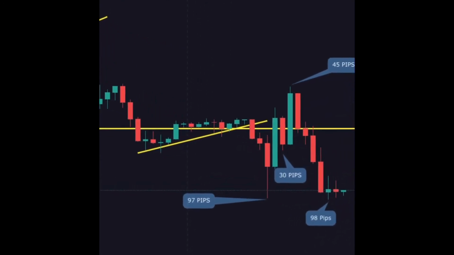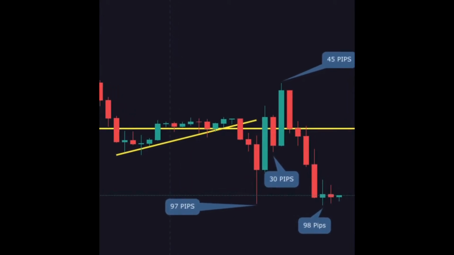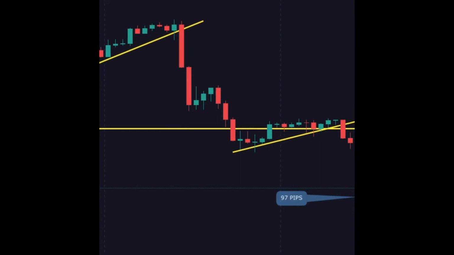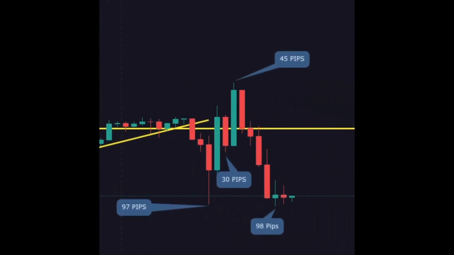Okay, this is one of my favorites. That pennant setup right there happens with great frequency when you have momentum on a pair. When the pair is trending, you're going to see those kinds of setups over and over and over, and they're pretty easy to catch.